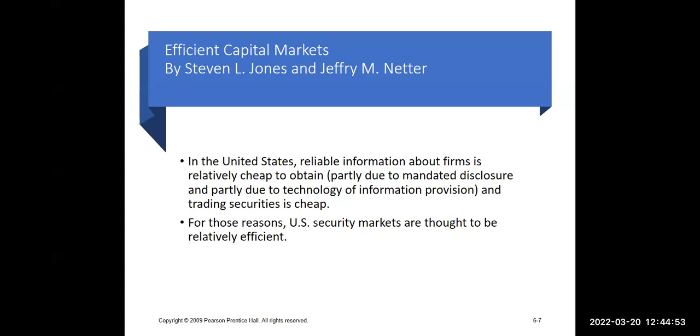This particular article says that in the United States, reliable information about firms is relatively cheap to obtain, partly due to moderate disclosure and partly due to technology information provision. In the US, the majority of the people have access to the internet, the majority are literate, and the majority have an understanding of things. So they are better informed. It means that the markets in the United States are more efficient than the markets anywhere else.